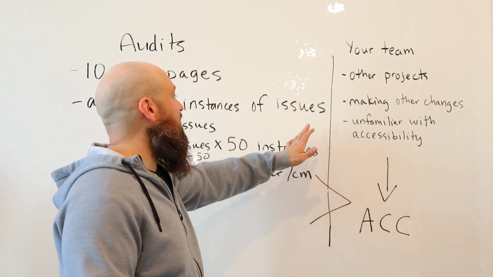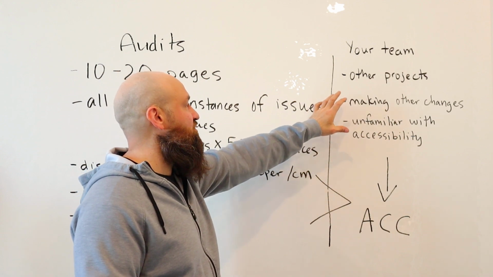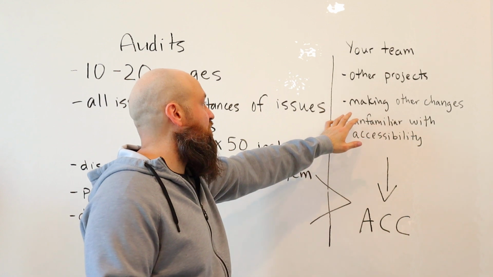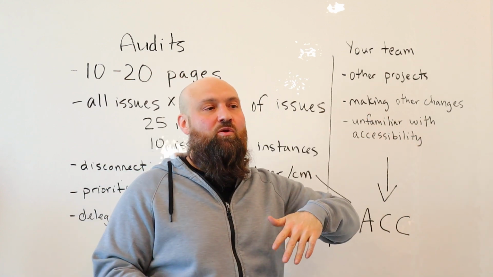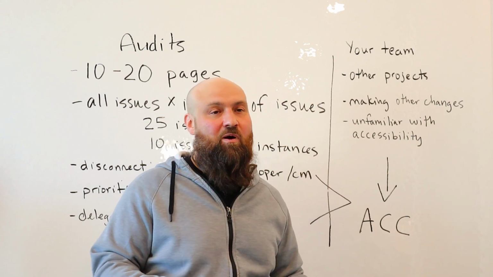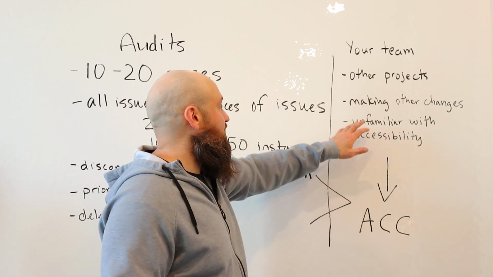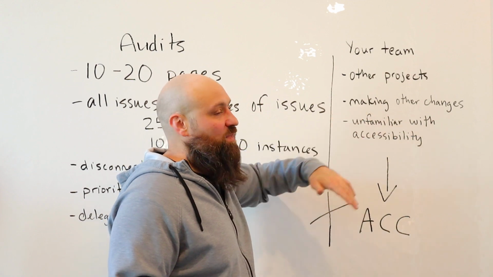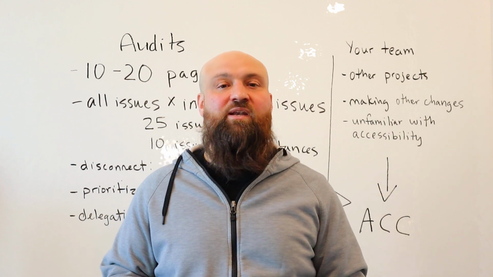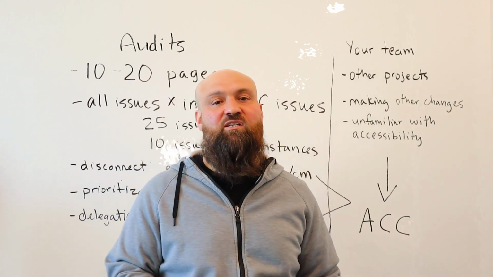So in this next column on the whiteboard, I have your team, and some other items you have to be aware of is your team is likely working on other projects. So then you have to decide, do we stop work on those projects? Are we going to work on those projects while we also work on accessibility? Another consideration is, are we making other changes to the website? Is the website undergoing a redesign? Are we uploading new content? Are we updating different sections of the website?